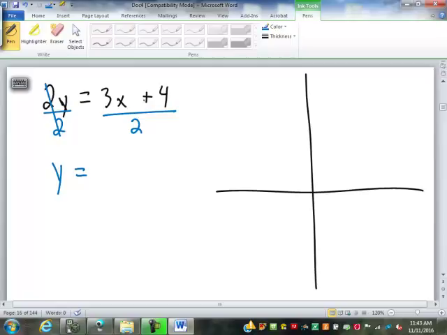But I'm going to show you a trick. Remember, division and fractions are kind of interchangeable. So 3 divided by 2 can just be written as 3 over 2 with the x. So 3x divided by 2 is just 3 over 2 x. 4 divided by 2? Positive 2. So that means this one's going to start at 2. And from there, we're going to rise 3, run 2. Right there.